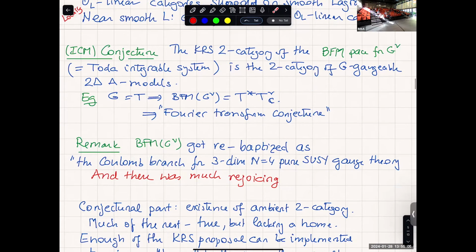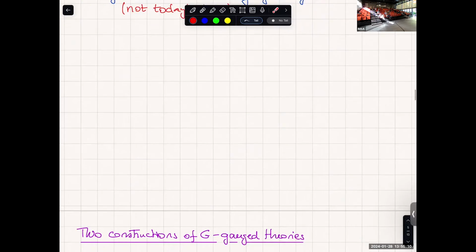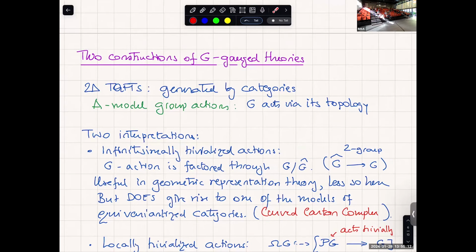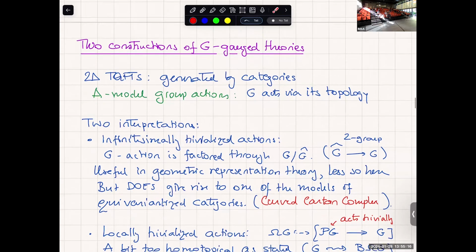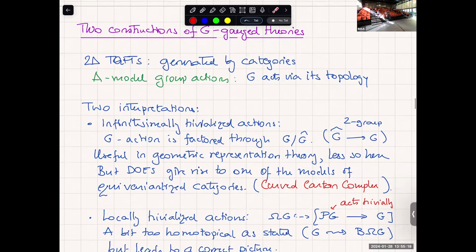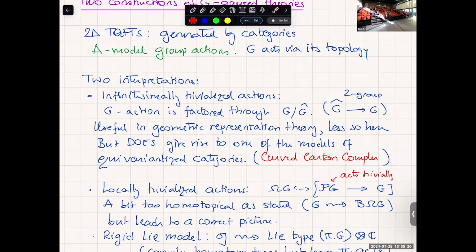One of them is directly in this space. I'll say actually very little about that. One, which is older, has the virtue of being more explicit, so I'll start with that one. I think I've already discussed that in the executive summary a bit. Two-dimensional DQFTs are generated by categories, and in A-model group actions, the group acts by its topology, and that's the kind of thing we want to make precise.